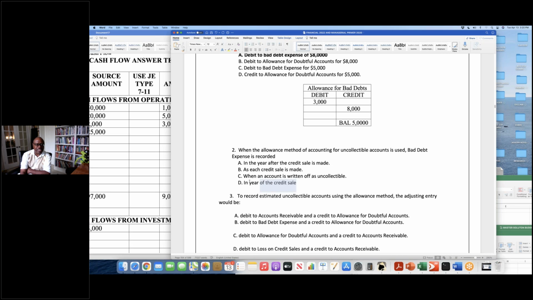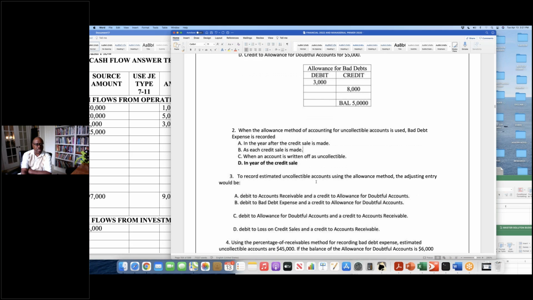Let's try D. We hadn't exactly talked about that, but we talked about matching in an adjusting entry. We want the bad debt expense to be recognized in the year of the sale, because we don't want to say sales is such and such when part of them are bad. So you're going to deduct that expense that year. All right, so that was a little off.